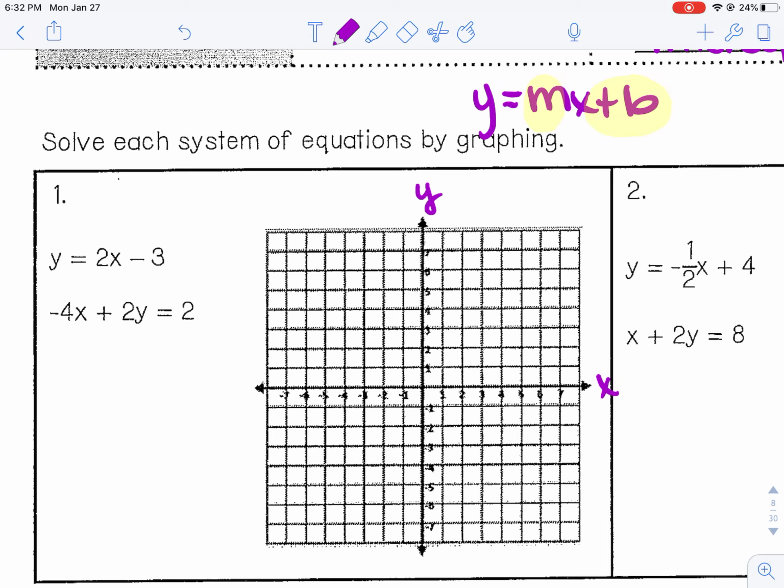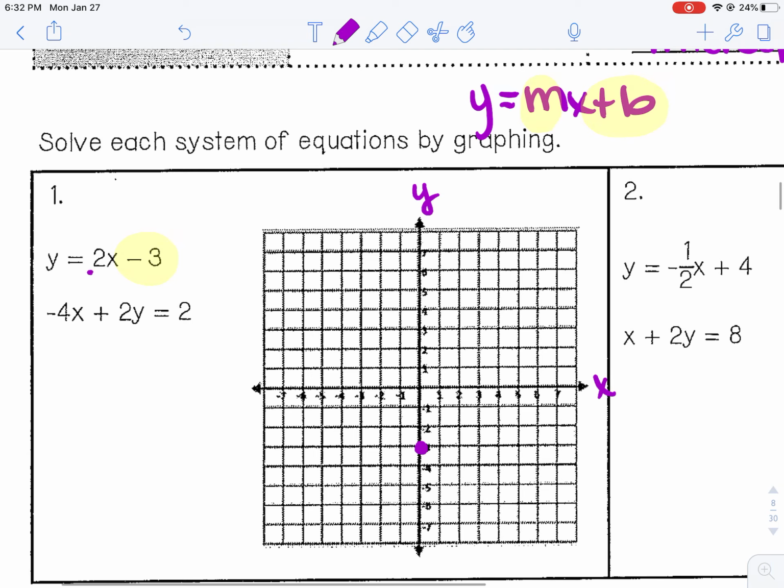All right, so I know that the first equation over here is in slope-intercept form, so I'm going to go to the y-axis and plot -3. And my slope is 2. Remember, I need that as a fraction, so 2 over 1. So I'll go up 2 over 1, up 2 over 1. You don't have to create the stair steps. I just wanted to make sure you know where I'm getting the up 2 over 1 from.